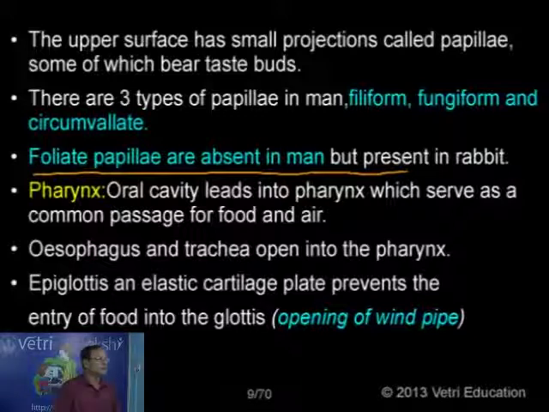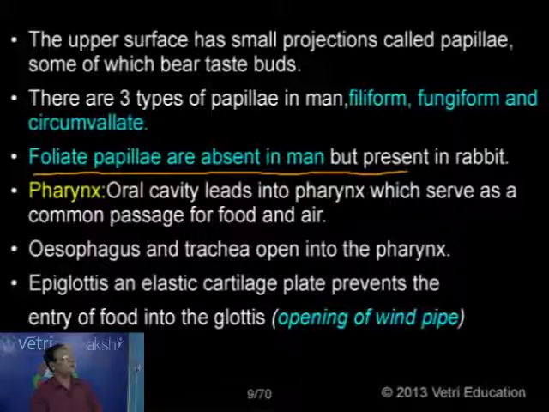Next, the pharynx. The oral cavity leads into the pharynx, otherwise called the throat. This is the place where the respiratory and food passages meet. This is a common passage for food as well as air, commonly called the throat, where we have the starting point of the esophagus as well as the respiratory tube. Both the esophagus and trachea open into the pharynx, as I mentioned earlier.